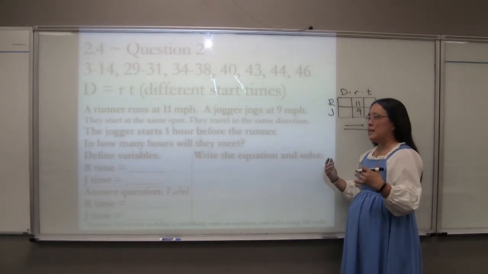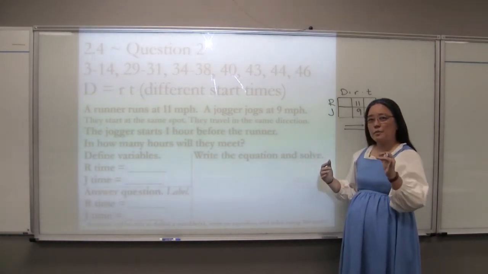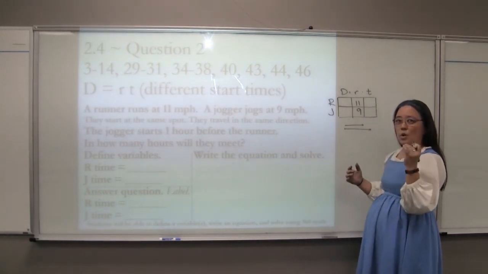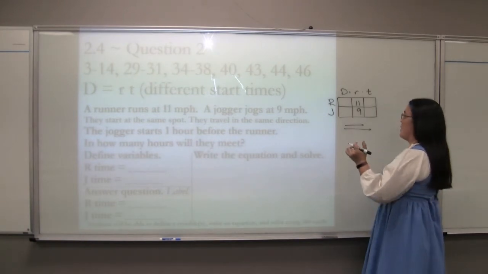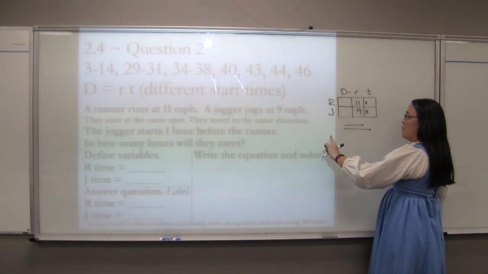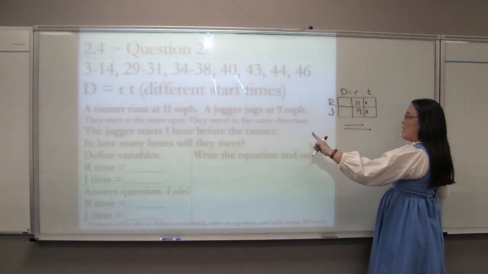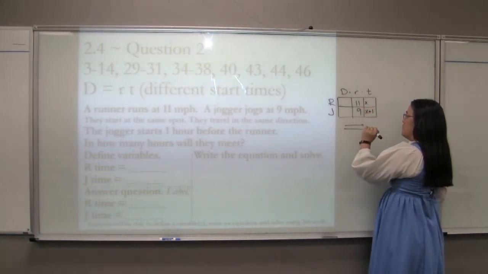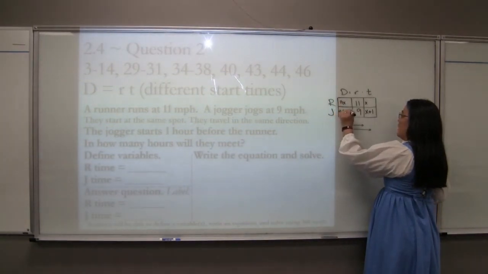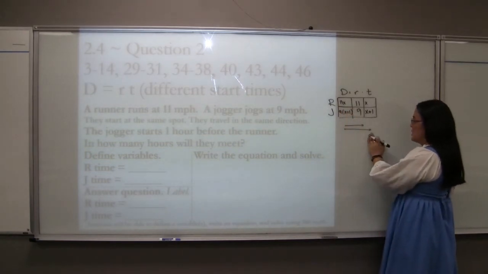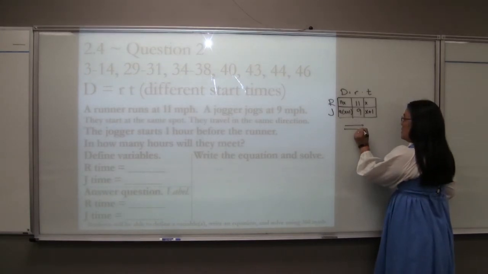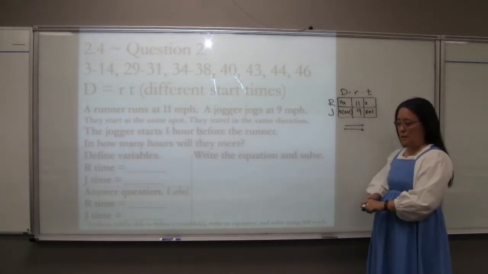If the jogger starts an hour before the runner, the jogger started before the runner. If the jogger started before the runner, who has the 1 hour of extra time there? The jogger has more time. So we have 11x and we have 9 times x plus 1. And the question doesn't say how far apart are they. It says in how many hours will they meet up with each other. So if you think about that, their distances will be equal.